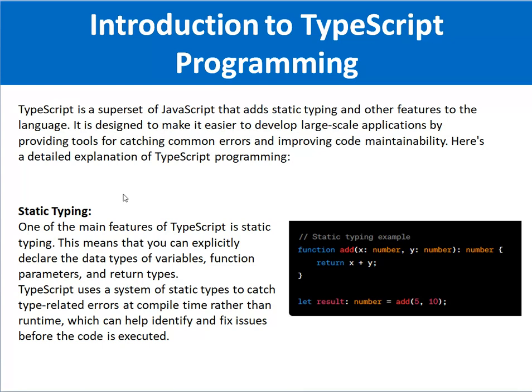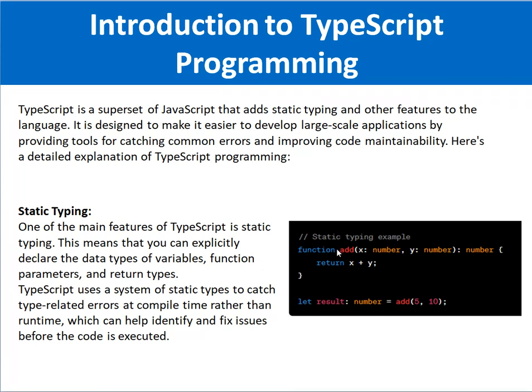Friend, static typing means that you can explicitly declare the data types of variables, functions, parameters and return types. TypeScript uses a system of static types to catch type-related errors at compile time rather than run time. So here you will notice that TypeScript code will be compiled. In JavaScript there is no concept of compilation. However, in TypeScript there is a concept of compilation, which can identify and fix issues before the code is executed.